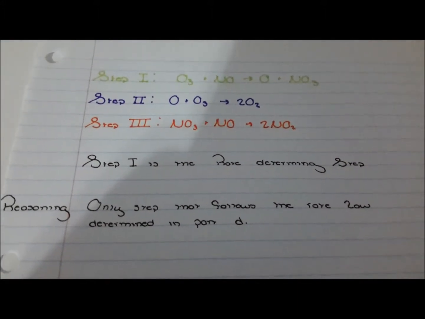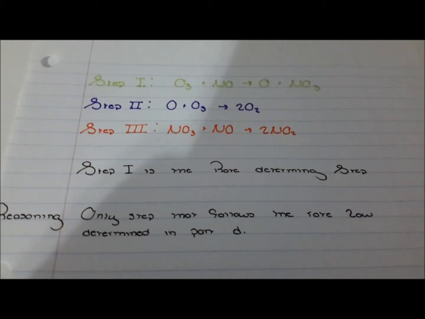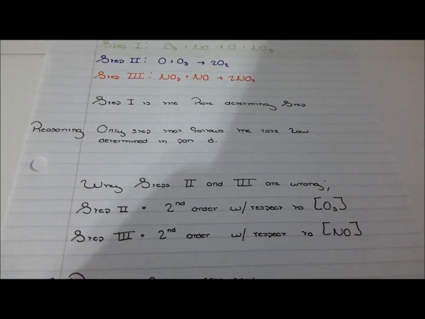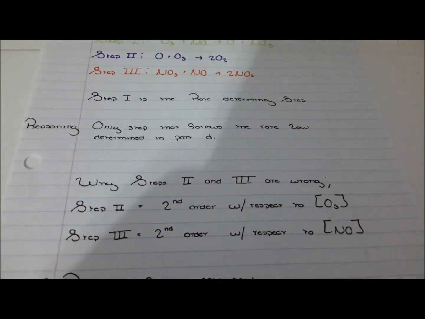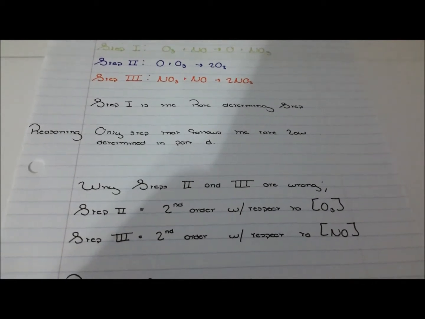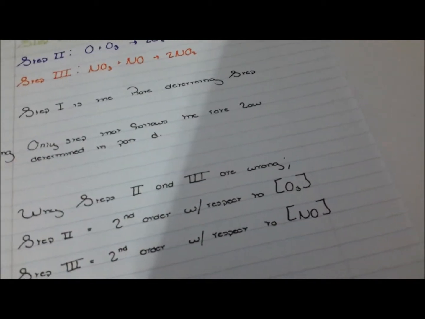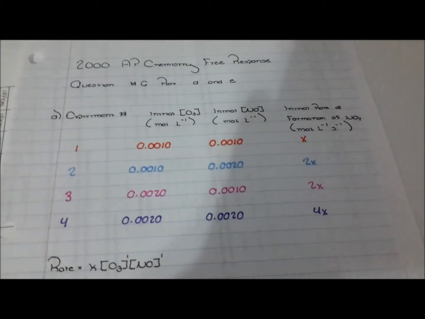The reasoning as to why step 1 is the rate determining step is because step 1 is the only step that follows the rate law determined in part D. Why steps 2 and 3 are wrong: in step 2, the rate law would be second order with respect to O3. In step 3, the rate law would be second order with respect to NO. And because those are the rate laws, they don't follow the data that is given to us in the initial problem.